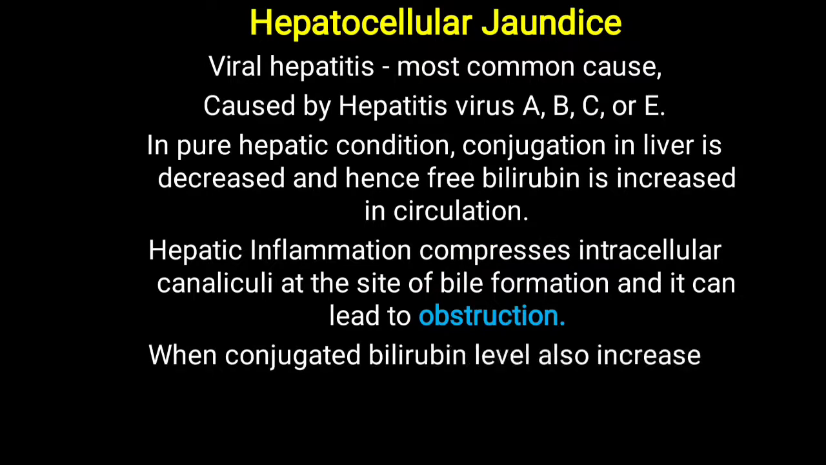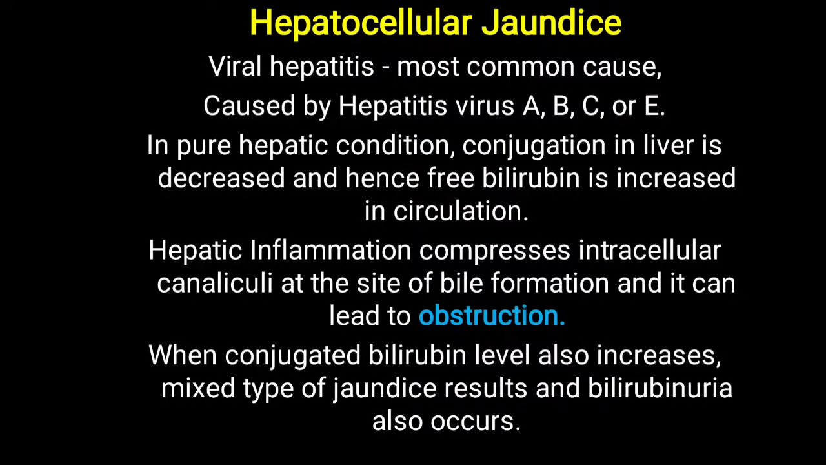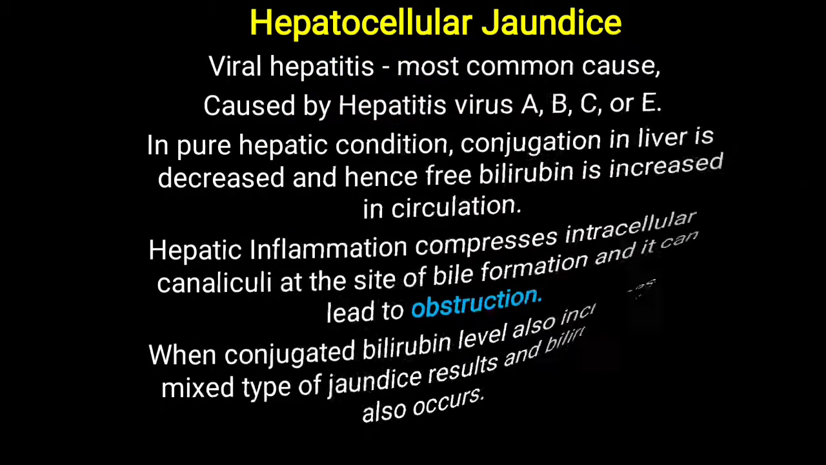So when conjugated bilirubin level is also increasing in this hepatocellular jaundice, it is called a mixed type of jaundice. In this mixed type of jaundice, due to increased level of conjugated bilirubin, bilirubinuria will also be seen. So you have to remember the main difference between hemolytic and hepatocellular: in hemolytic, predominantly unconjugated bilirubin; in hepatocellular, both bilirubin levels are increasing, meaning conjugated as well as unconjugated.